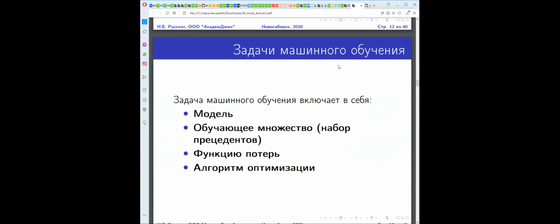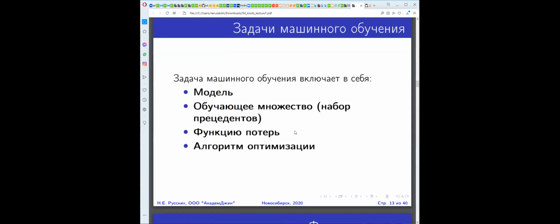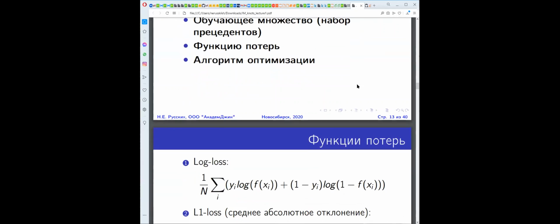So let's talk about how to actually do that. Any machine learning task consists of the model, which by now would be a fully connected multi-layer network, a training set of precedents, a loss function, and an optimization algorithm on how to minimize that loss function on the training set.